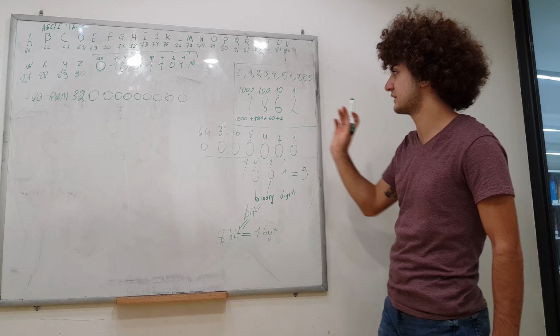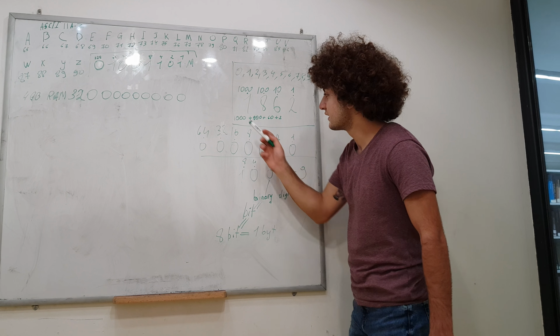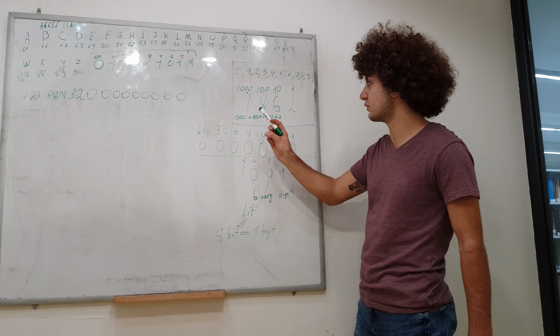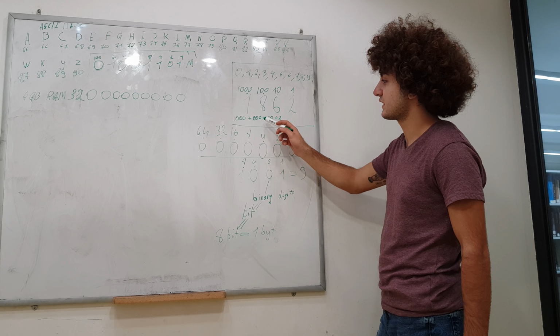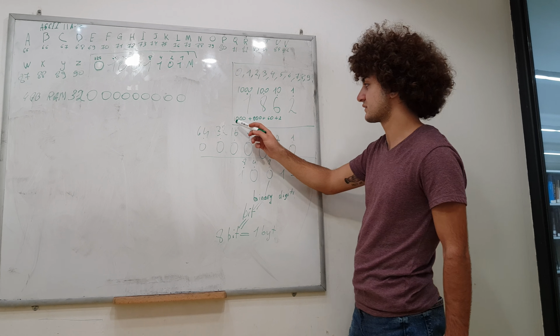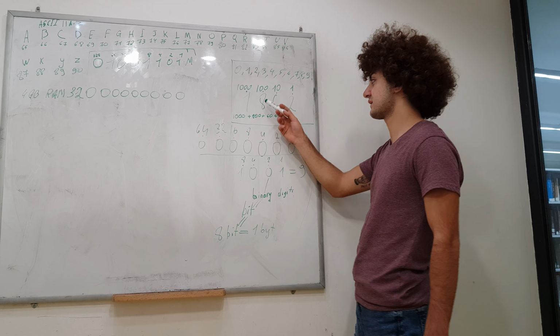So here we see that 1 times 2 is 2, 10 times 6 is 60, 100 times 8 is 800, and 1000 times 1 is 1000. Adding up these numbers, we get 1000 plus 800 is 1800, plus 60 is 1860, and plus 2 is 1862.